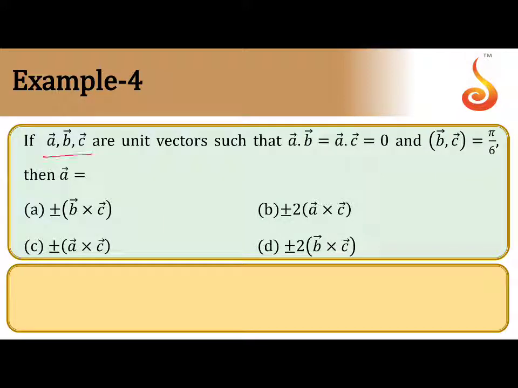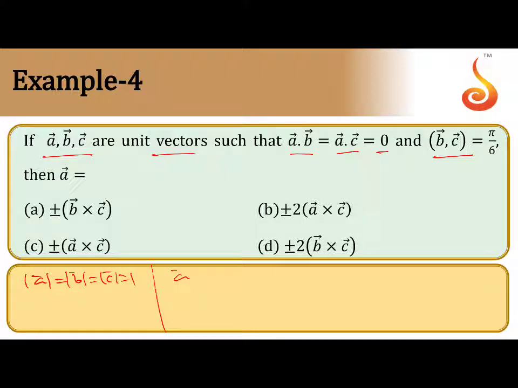If A, B, C are unit vectors such that A dot B equals A dot C equals 0 and the angle between B and C is pi by 6, then A is asking for A bar. So here in the question, what is given: A, B, C are unit vectors, magnitude of A, magnitude of B, magnitude of C equal to 1, that is one data.